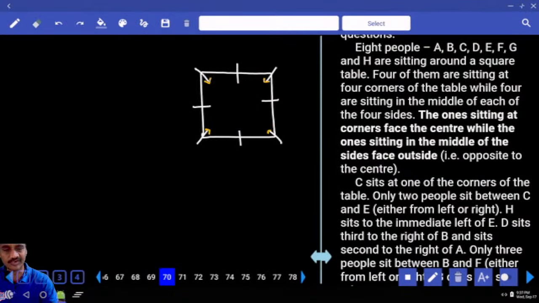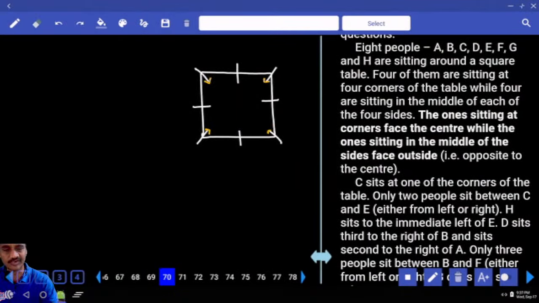Now, here, the persons who are at the corners are facing towards the center. Now, these 4 are facing the center. Now, these 4 are away from the center. Now, C is here. There are 2 persons between C and E. E is here. Then, 2 possibilities we have started.